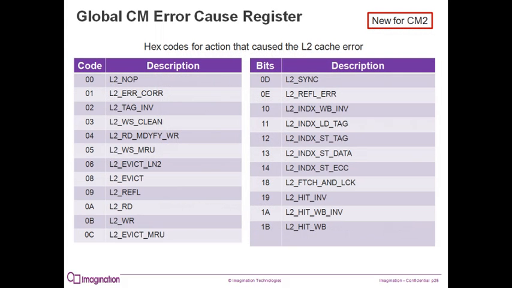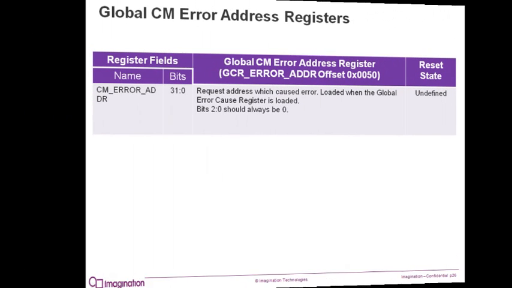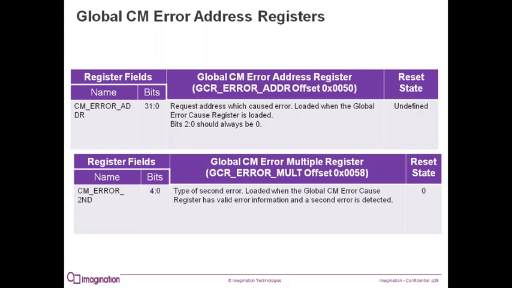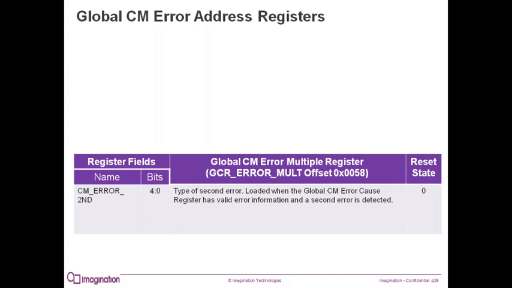Here are the codes for the actions that caused the L2 error. The CM error address register contains the addresses which caused the error. It should be cleared after the exception or interrupt has been handled. The Global CM Error Multiple Register gives the type of error if a second error is detected before the first one is handled. It must be cleared after the exception or interrupt has been handled.